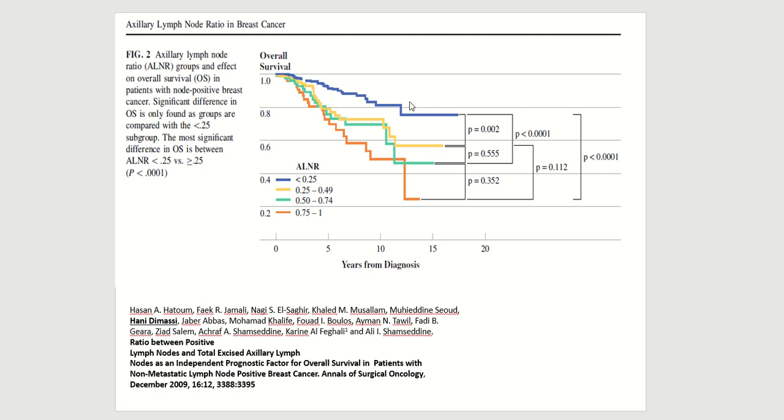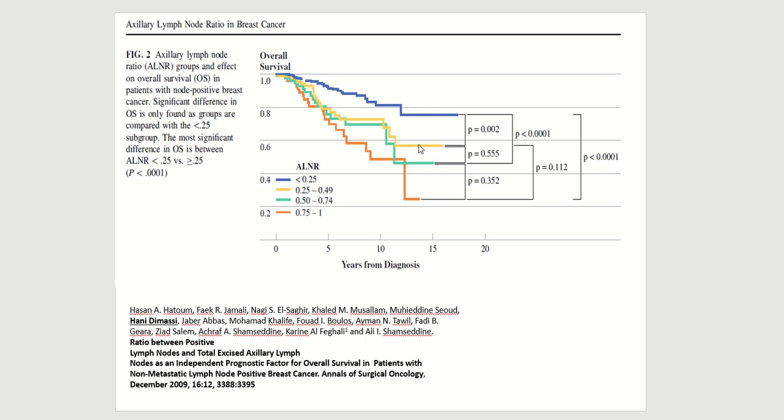Obviously, the blue one is not crossing with any of the others, and therefore, if you look at the comparison between the blue and the yellow, the p-value is statistically significant. The blue and the green, the p-value is statistically significant. The blue and the orange, the p-value is statistically significant.